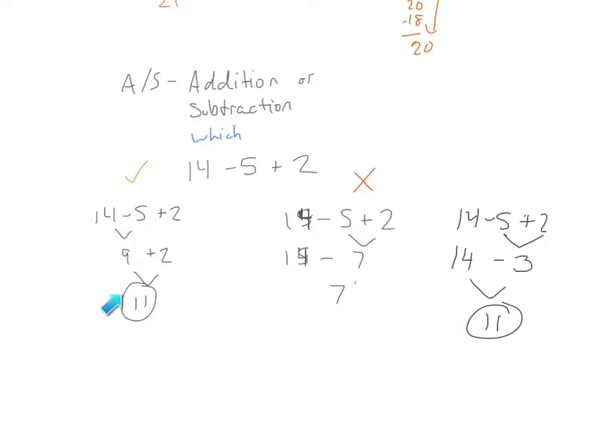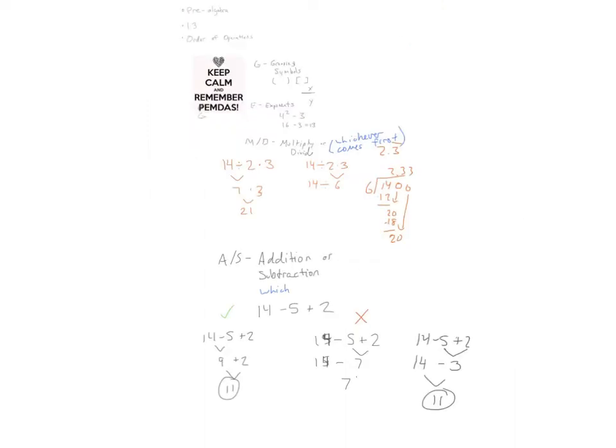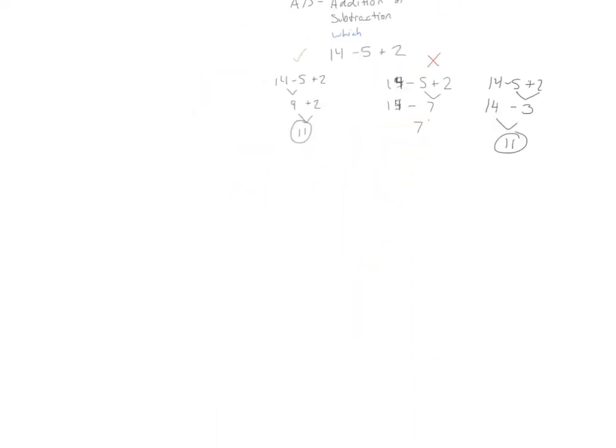So this is why I always say go in order. Do 14 minus 5, get your 9, then add the 2, and you have 11, and you're done. So we'll call that whole thing item number 1, the basics of GEMDAS.